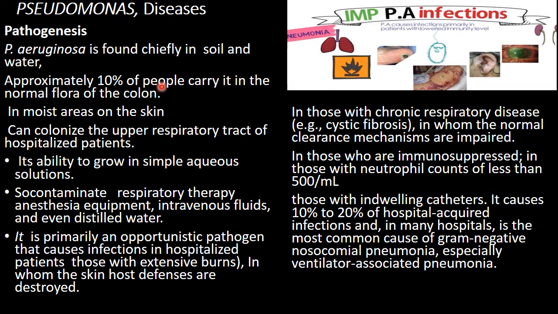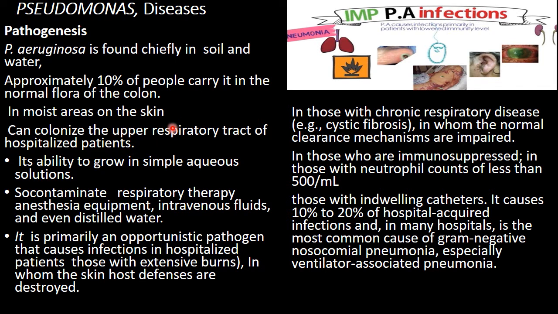10% of people carry it in the normal flora of the colon, and it is also found in the moist areas of the skin. Actually, hospitalized patients can be colonized by Pseudomonas aeruginosa in the upper respiratory tract. This organism has the ability to grow in simple aqueous solutions, so it contaminates respiratory therapy and anesthesia equipment, intravenous fluids, and even distilled water.